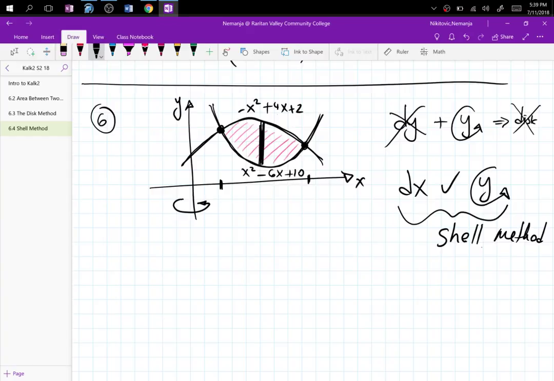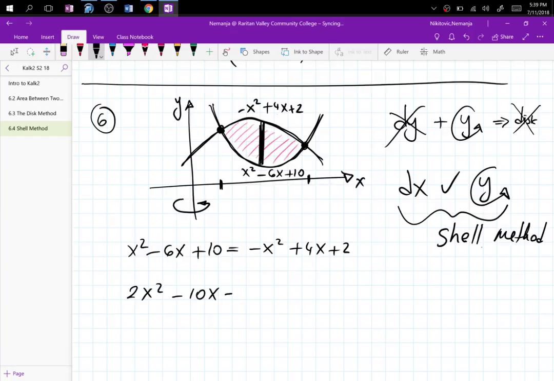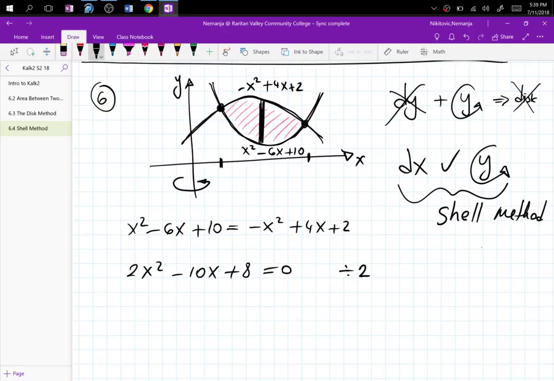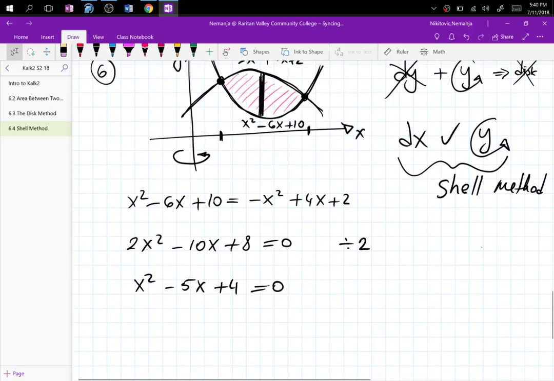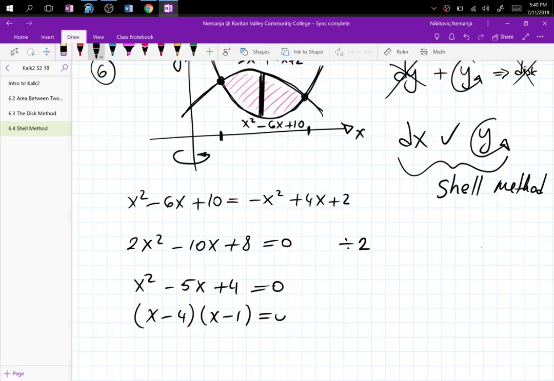So we have x squared minus 6x plus 10 equal to negative x squared plus 4x plus 2. Move everything to the left. We get 2x squared minus 10x plus 8 equal to 0. Divide the entire equation by 2 because we can, and we get x squared minus 5x plus 4 equal to 0. Well, this factors over x minus 4 and x minus 1. So x is 1 and x is 4. And those were the values that we were looking for, because those are the values for our integral.